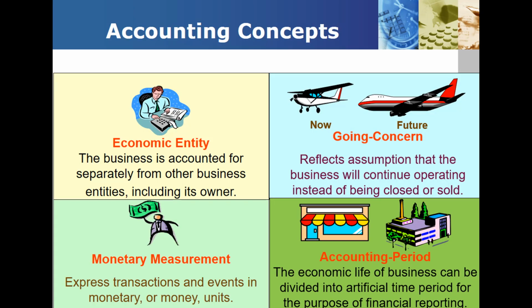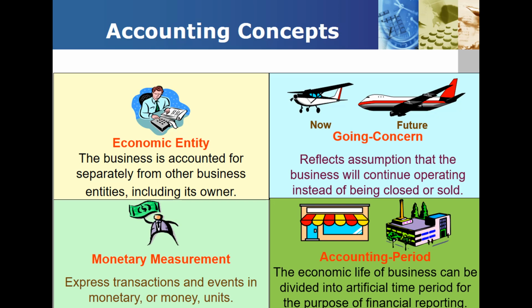The first concept focuses on the economic entity. The business is accounted for separately from other business entities, including its owner. Second concept: monetary measurement. Express transactions and events in monetary, or money, units. Third concept: going concern. Reflects the assumption that the business will continue operating instead of being closed or sold.